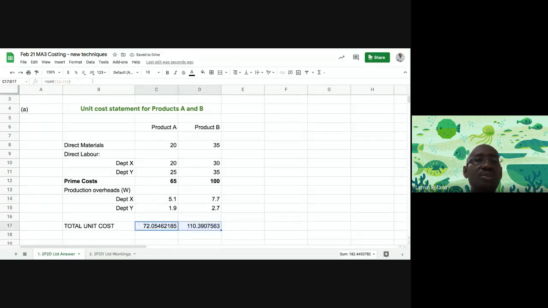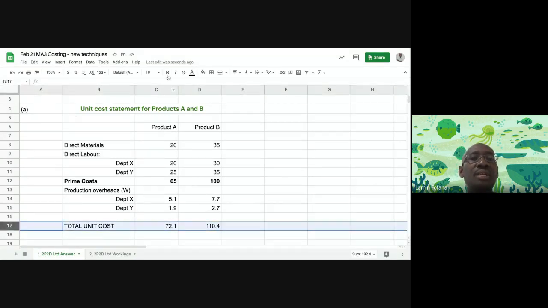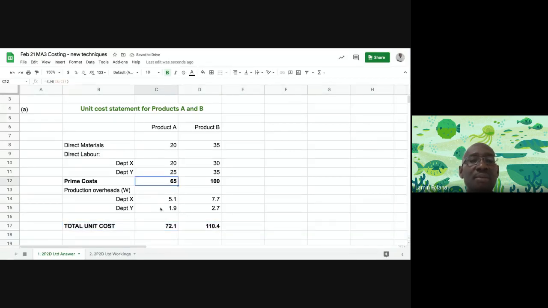So these two numbers also, we need to take them to 1 dp. There are multiple dp, so we just click on this until we reach 1 dp, or alternatively, you can go to format and select the number of decimal places. Okay. So we have 72.1 and 110.4. Okay, so this is our total unit cost, which is the unit prime cost plus the total unit fixed overhead. Okay, any questions on this, class?